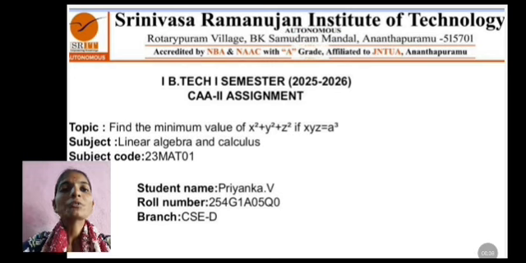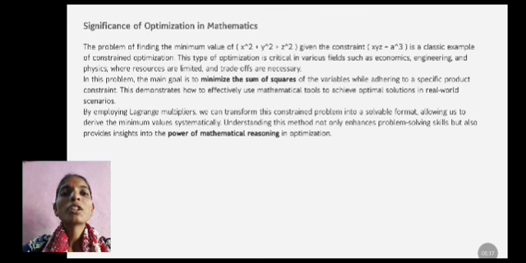Today I want to present a small topic: find the minimum value of x square plus y square plus z square if xyz equals a cube. Now let us move on to the topic. Significance of optimization in mathematics.